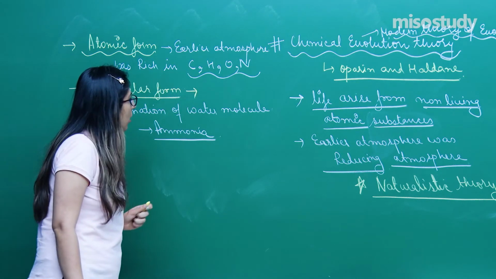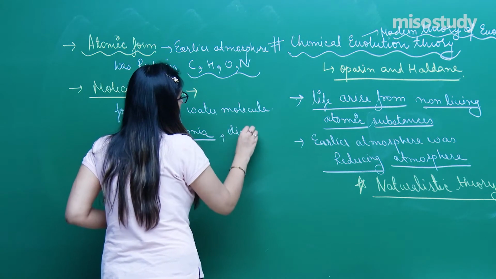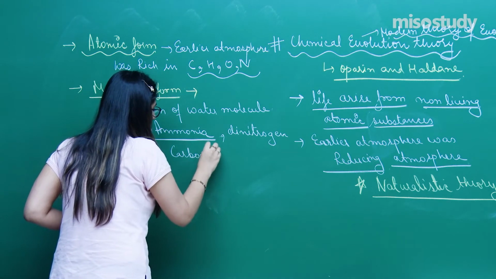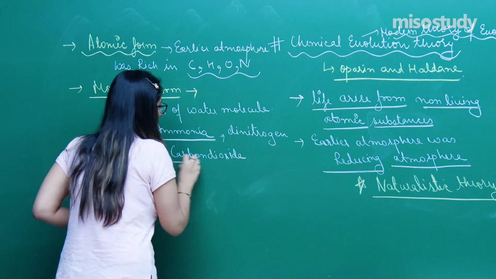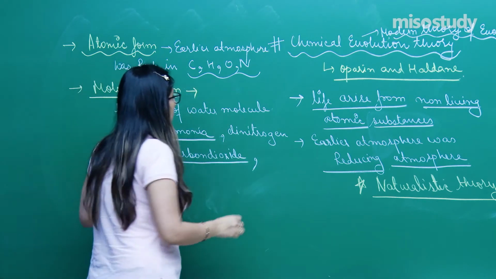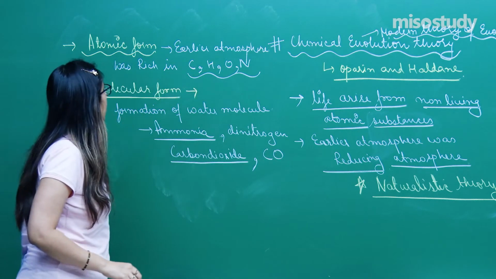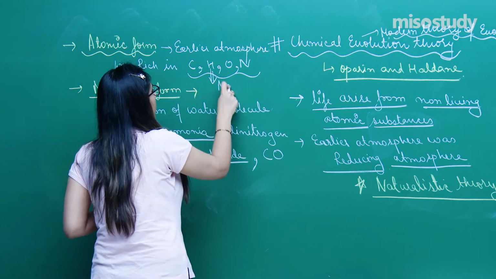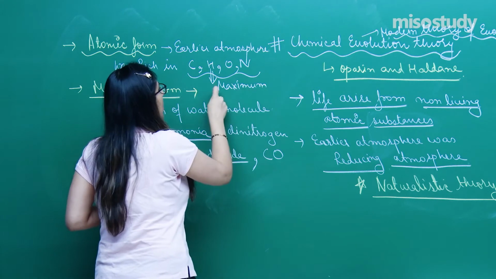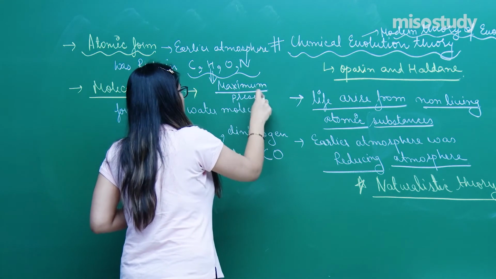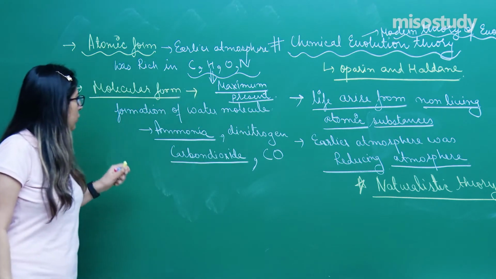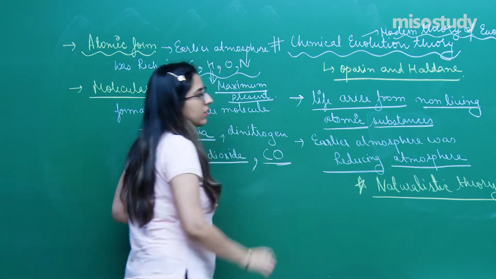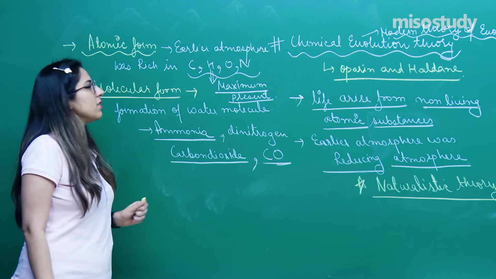Ammonia was also there. Along with this, some dinitrogen was also present. Carbon dioxide was also there, and one more thing, carbon monoxide was also there. When we talk about the atomic form, at that time hydrogen was maximum present. So here the formation of the water molecule, ammonia, dinitrogen, carbon dioxide, and carbon monoxide was there at that time. Right? So this was the molecular form.